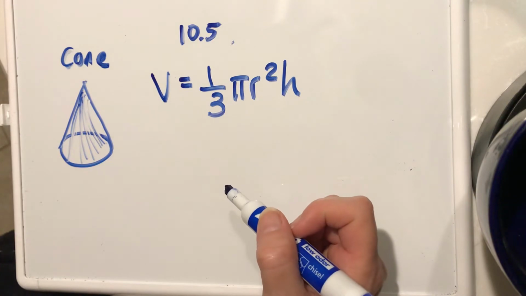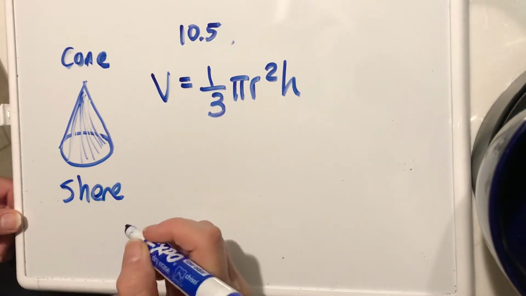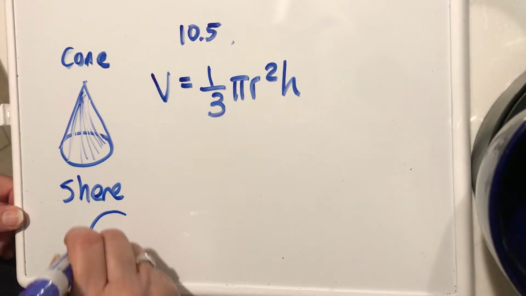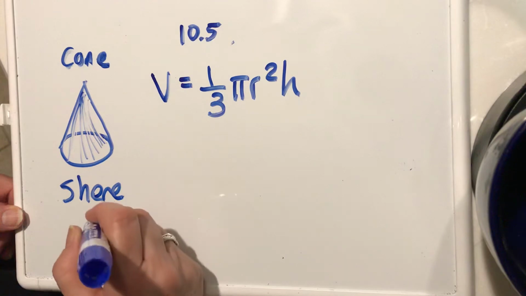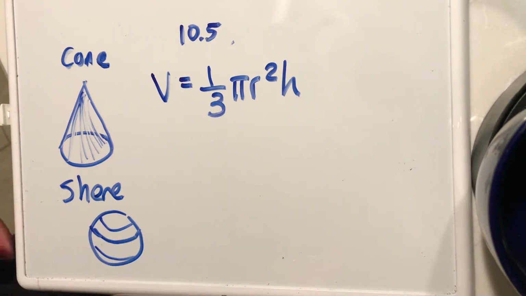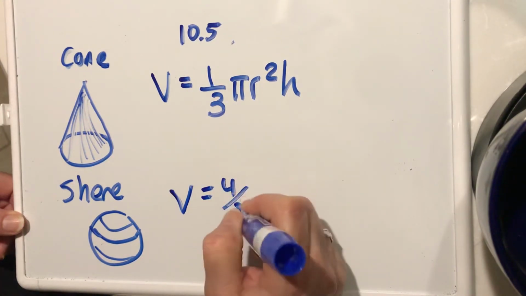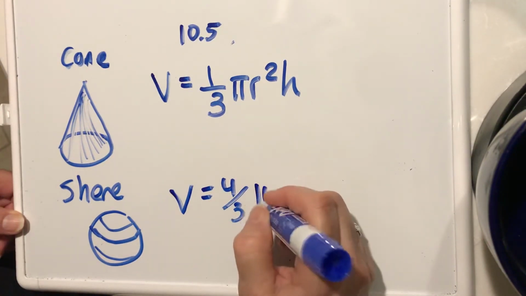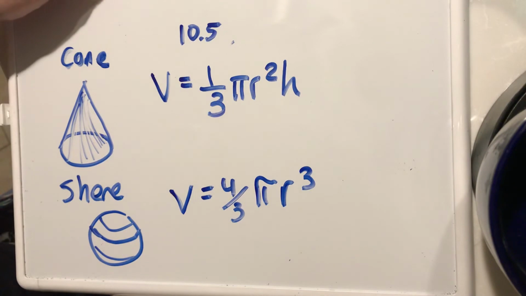Okay? We also have a sphere. A sphere is just like a big circle, think of it like a ball, if that helps, like a ball. Okay, and the volume for a sphere is 4/3 pi r cubed. Okay, let's see if there's another one I want you to work on.